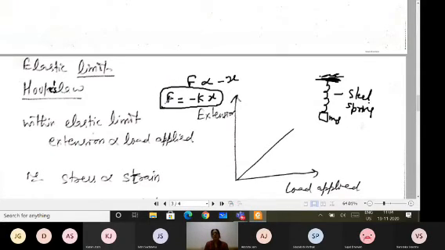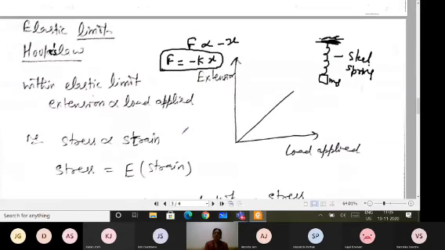Rather, it will become a plastic body, meaning it may break or it may not be able to regain its original configuration. So the elastic limit is the limit up to which the body regains its original configuration after the removal of the deforming forces. Hooke performed the experiment within the elastic limit, and he said that the extension produced is directly proportional to the load applied. Of course, the restoring force is the same as the load applied but with a negative sign.